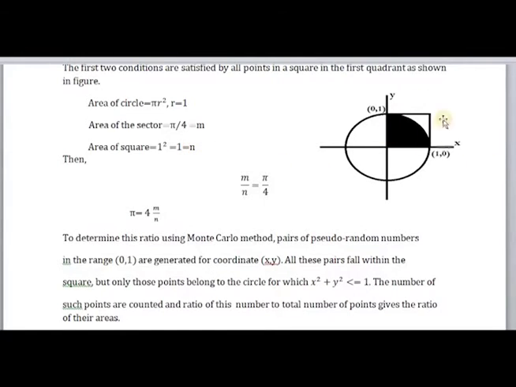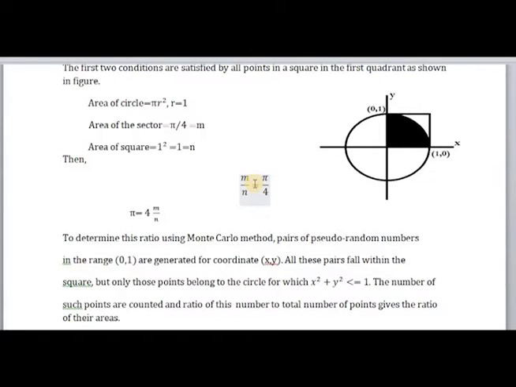So we'll repeat the process 1 lakh or 2 lakh times so that you will get a lot of values for m and n. And if you are just finding the ratio of m by n into 4, what you'll get? You'll get the value of pi.